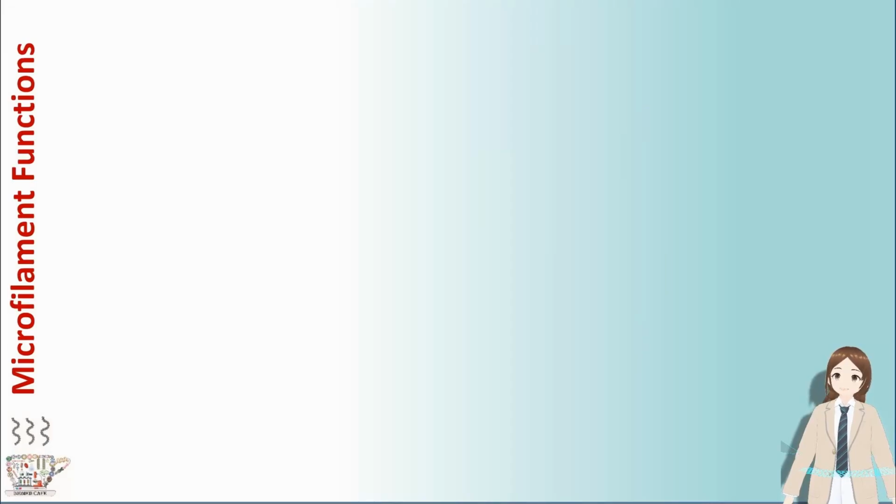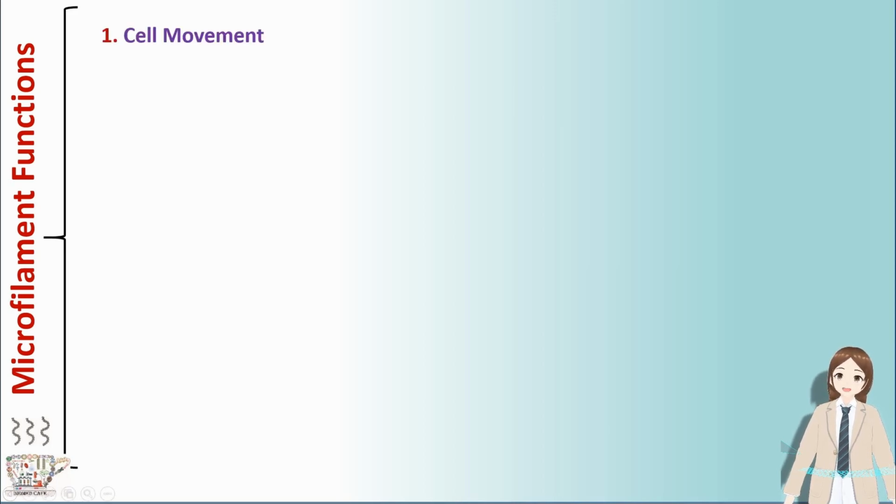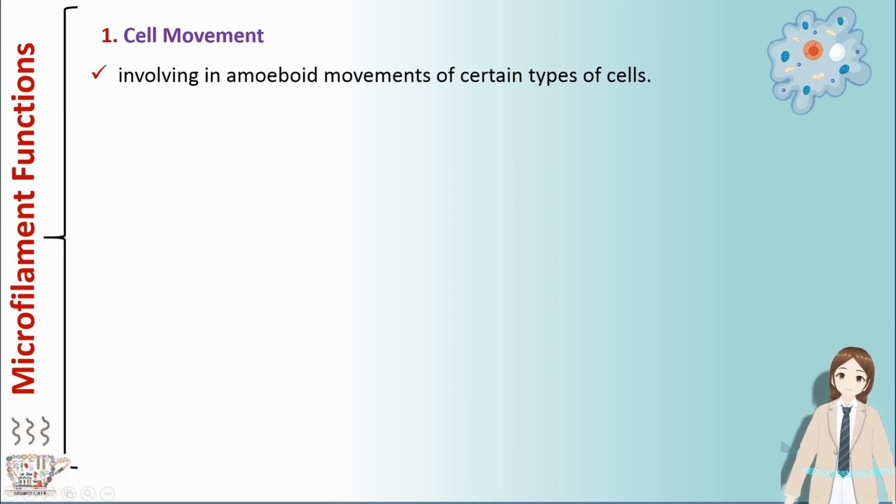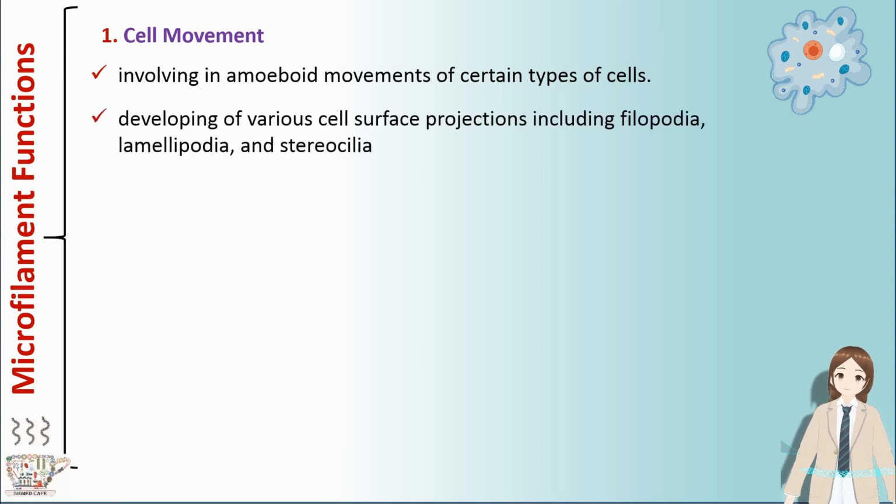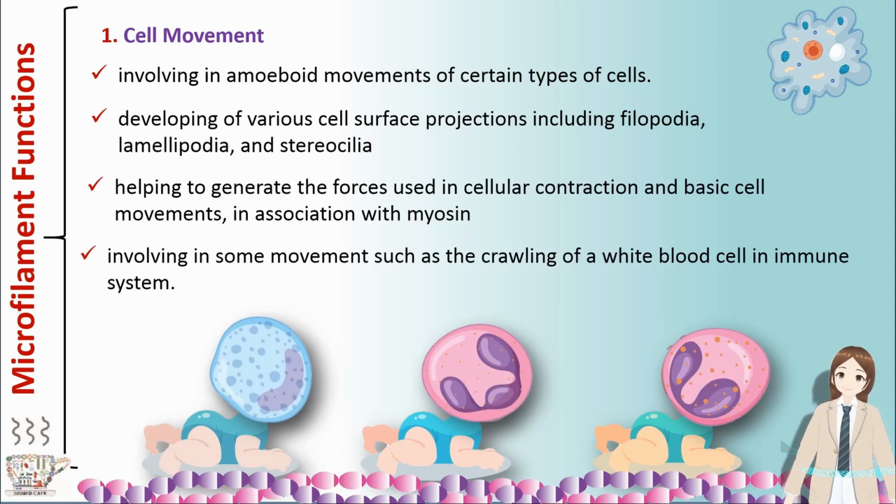Microfilament functions. Microfilaments have many functions. 1. Cell movement, involving amoeboid movements of certain types of cell, developing various cell surface projections including filopodia, lamellipodia, and stereocilia, helping to generate the forces used in cellular contraction and basic cell movement in association with myosin, and involving some movement such as the crawling of a white blood cell in the immune system.